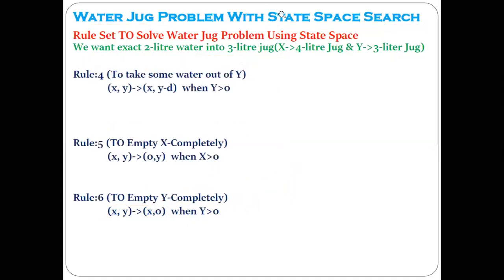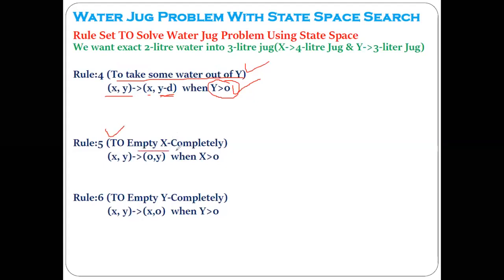Then the fourth rule, to take some water out of the Y jug, is just opposite to that. What should be the condition then? Y must be greater than 0. Correct or not? Yes, sir. If you want to take some water out of the Y jug, in that case Y must be greater than 0. The state space representation for that is X comma Y implies X comma Y minus D, just opposite to the previous rule. Understood? Yes, sir.